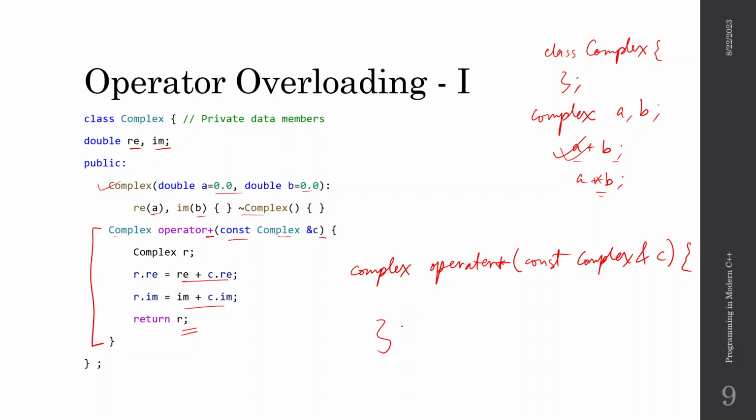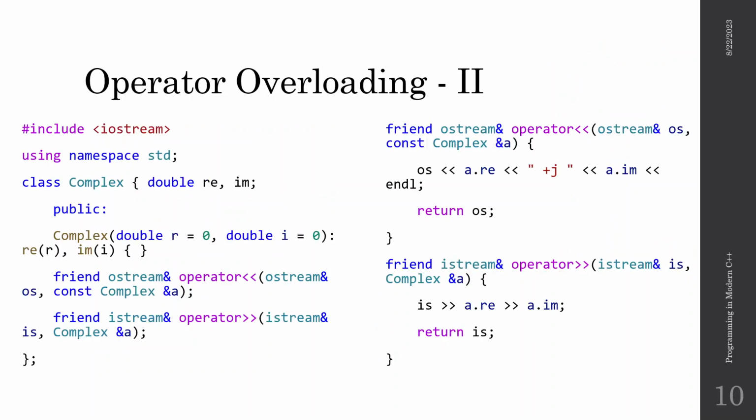If we had defined this function, then writing this is also possible. Okay, now let's go on to the second operator overloading. So here you will see an example of the friend classes. Okay, but ignore this for now.